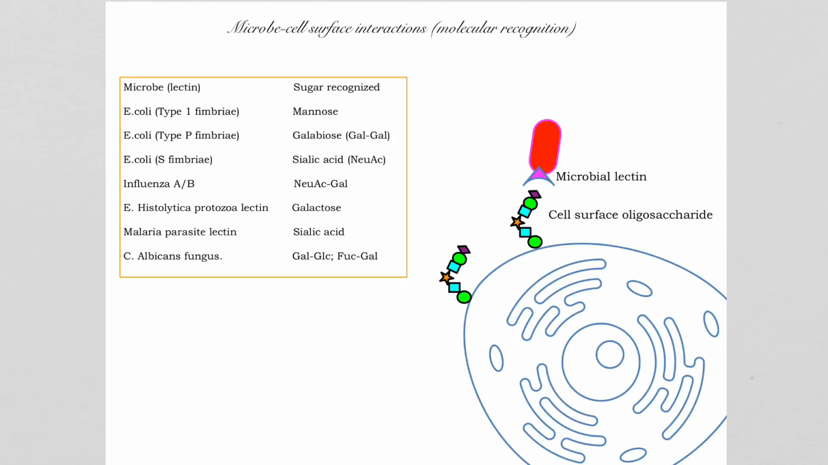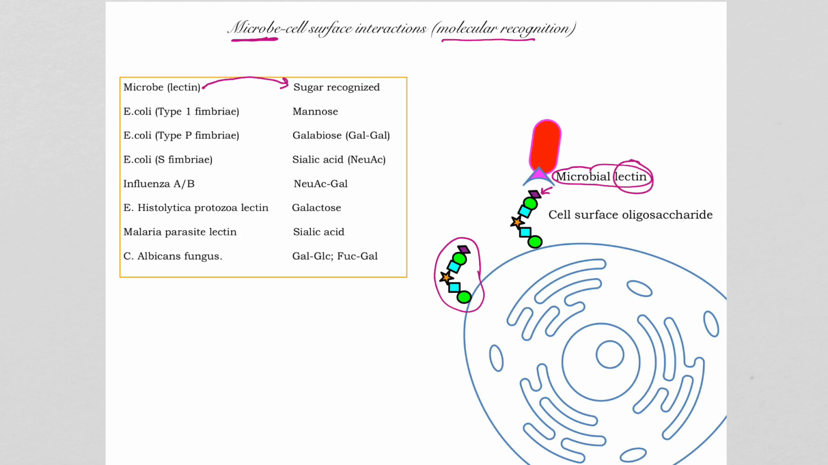So it's not surprising that microbes use their proteins. They are called lectins. Lectins are proteins that can recognize carbohydrates, that can bind to carbohydrates. So in this molecular recognition between microbes and cells, it's not surprising that the microbes use their lectins to recognize some sort of sugar, some sort of oligosaccharide that's present on the cell.